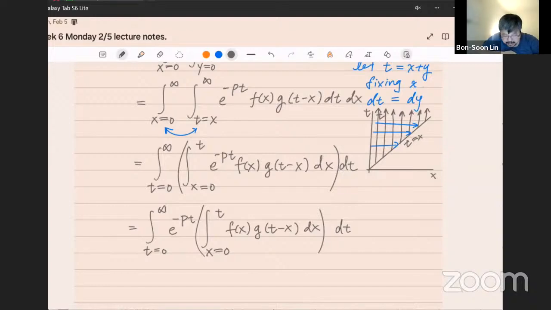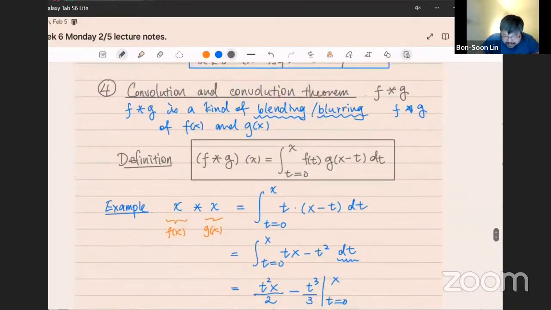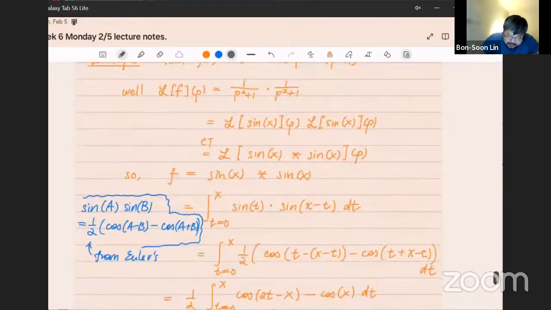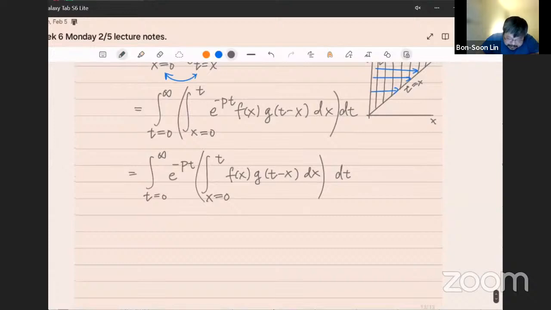Now look at the thing in the parentheses. What does it look like? It looks like the definition of convolution, right? Except for convolution, didn't we write convolution as the integral of t from 0 to x, f of t, g of x minus t dt? But here, this is integral of x equal to 0 to t, f of x, g of t minus x dx, right? So what is this? This is the convolution of f and g evaluated at t, right?